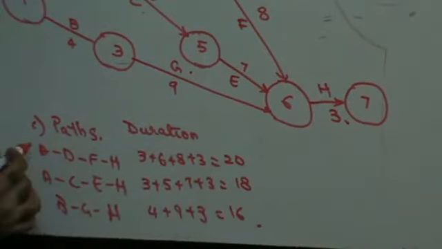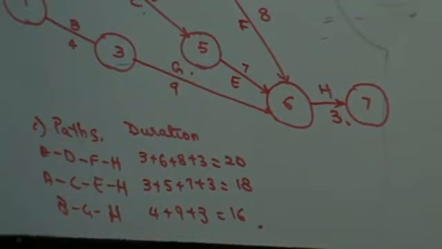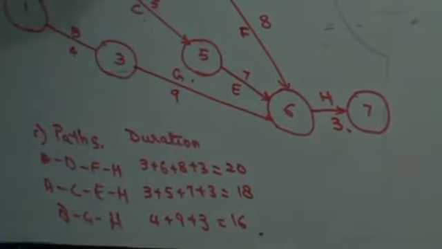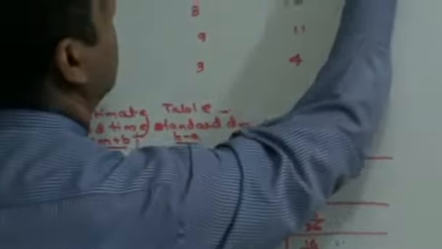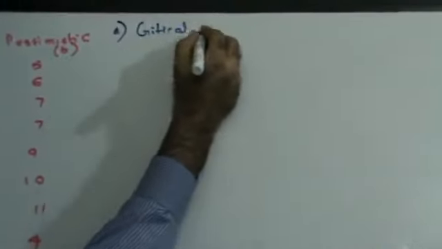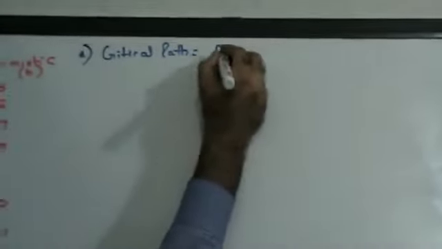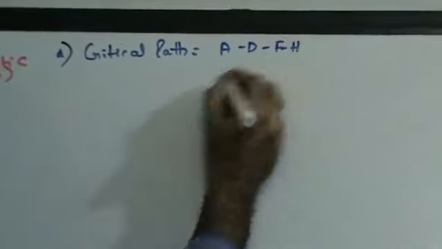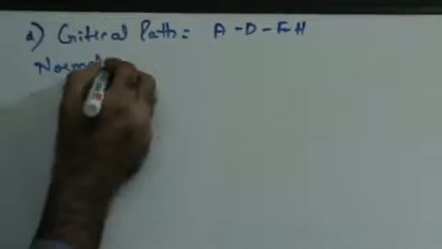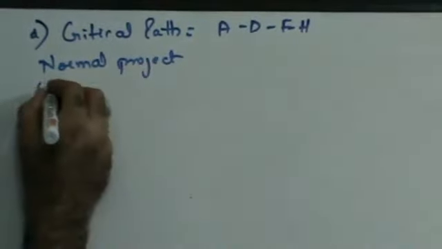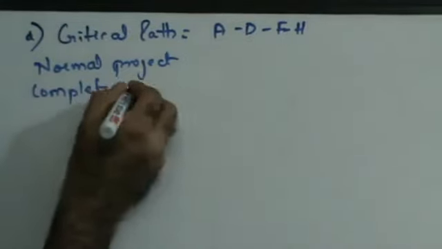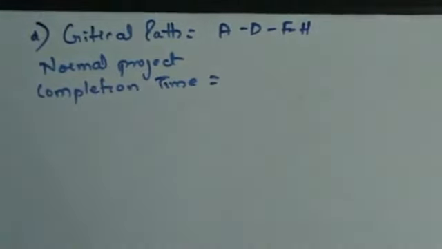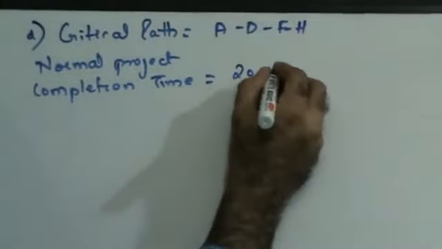The maximum duration is for the path ADFH. That means this is going to be my critical path. So now I can say that the critical path is going to be nothing but ADFH, right? Normal project completion time is 20 weeks.